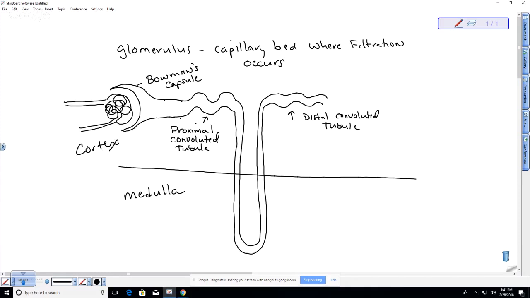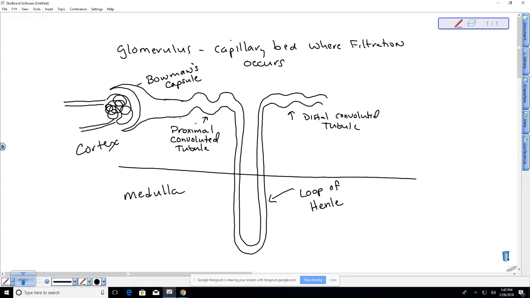Okay. Does anybody know, has anybody studied this before? What is this called? It's kind of famous. What is that thing that extends down? It's the loop of... Nobody studied the kidney before? It's famous. Loop of Henle. Okay.